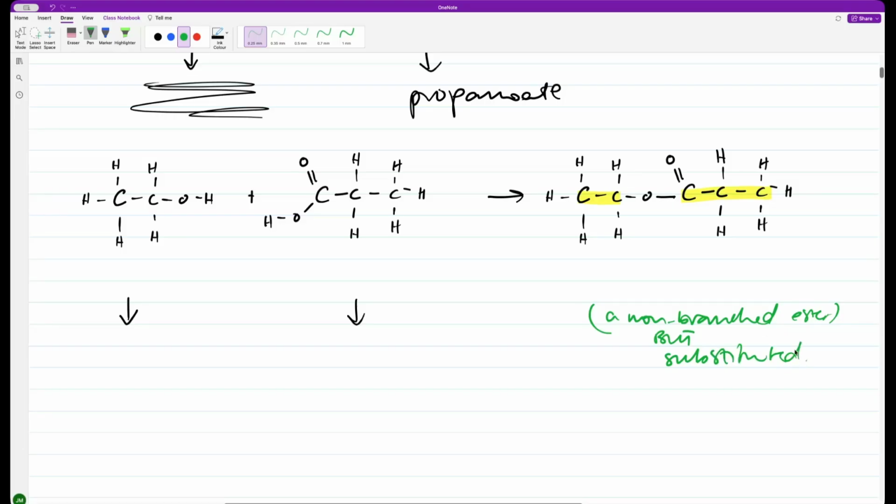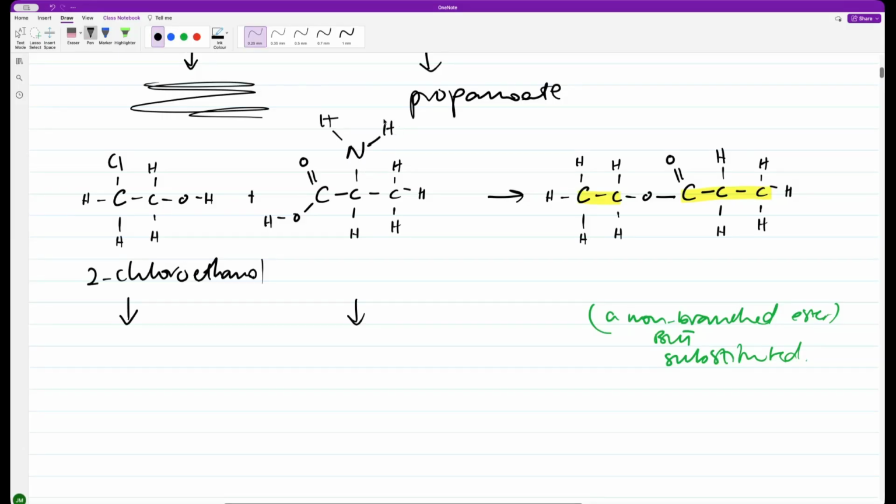So what does that look like? A substituted ester is an ester that's going to have, for example, a halogen or an amine or a hydroxyl group as a substitute for one of the H's. So we can have this right here, 2-chloroethanol, and we can react that with propanoic acid. Let's say, for example, we have an amine over here on the second carbon.